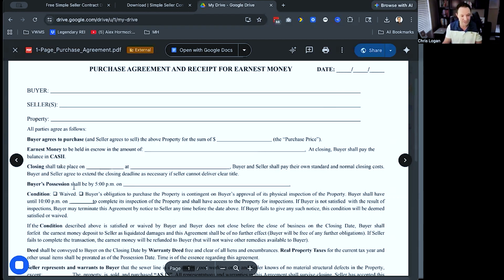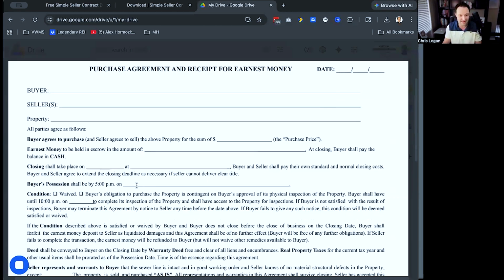So buyer possession shall be by 5:00 p.m. on blank. If you're doing a 30-day inspection period, which we recommend, then you want to put the same date here as it would be 30 days from the start of signing the agreement. So if you put a 30-day inspection period, the end date of your inspection period is also going to be the date of closing. Now, one little thing we like to do here where it says on is put or before. So this gives you flexibility to be closed sooner if you'd like to close sooner.